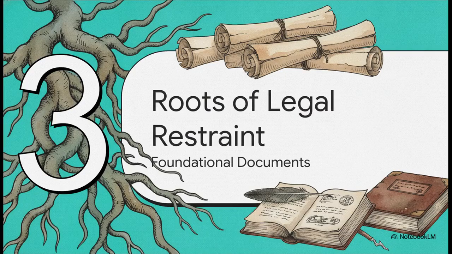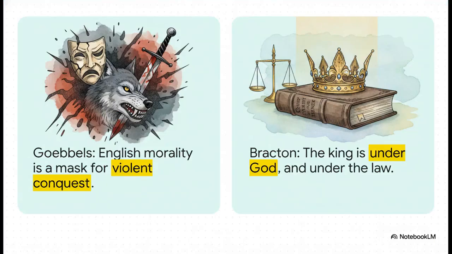Which brings us to Section 3, Roots of Legal Restraint. Look at this direct contrast. It's honestly striking. On one hand, you have Goebbels screaming that English power is just unchecked violence. But then, if you look at the actual historical precedent, you find Henry de Bracton, a 13th century English jurist. In his massive treatise on the common law, Bracton explicitly wrote that the king himself ought not to be under man, but under God and under the law, because the law makes the king. He literally argued that there is no king where mere will wields dominion. So this wasn't just some propaganda mask.